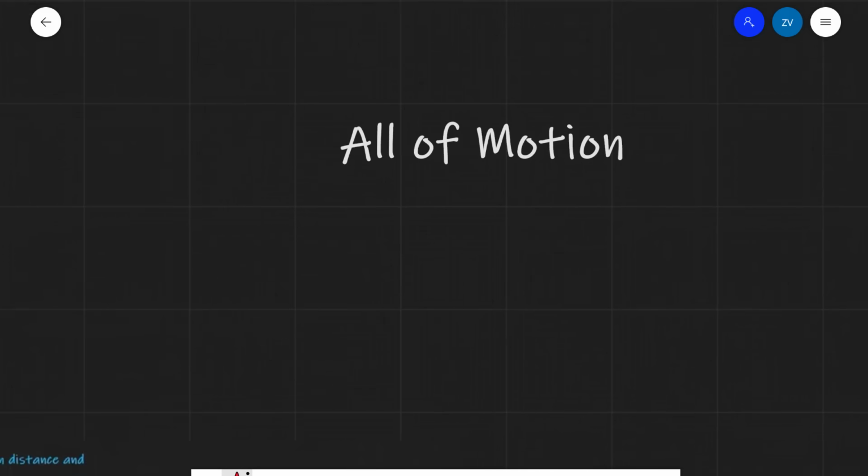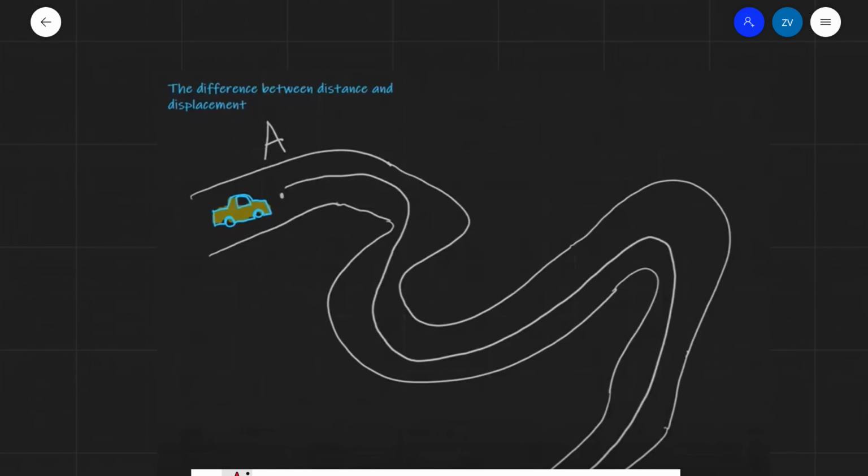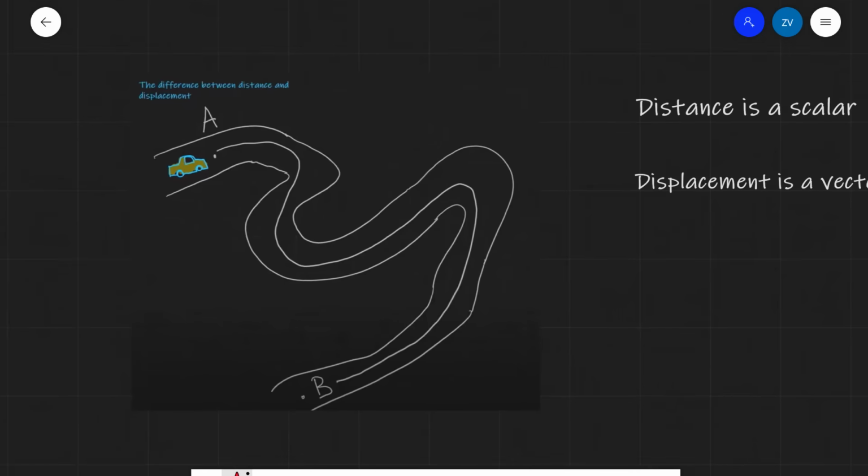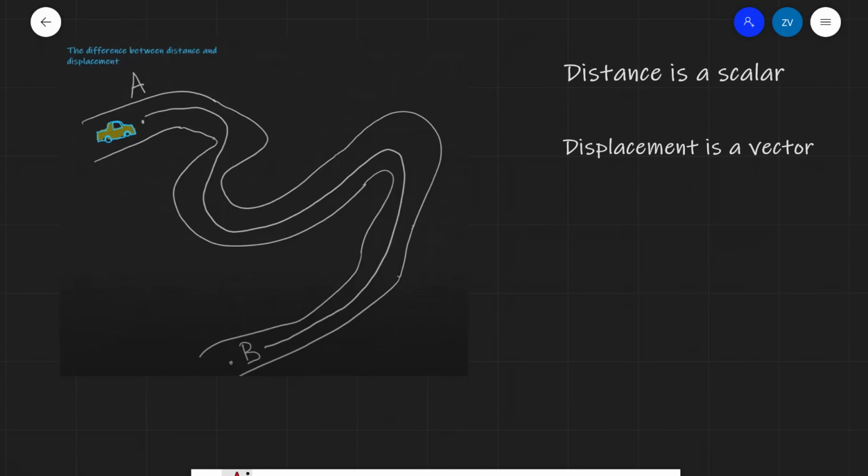Okay, well, let's get started revising. The first little topic that I would like to revise is the difference between distance and displacement. Now remember, distance is a scalar and displacement is a vector. Now what do I mean by this?